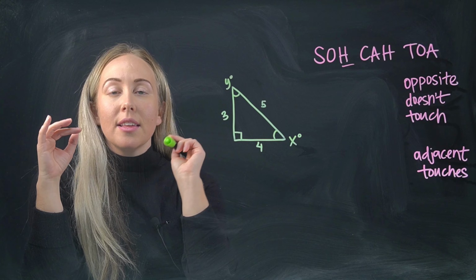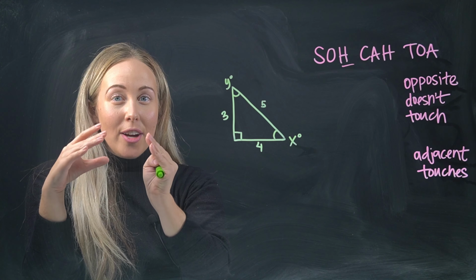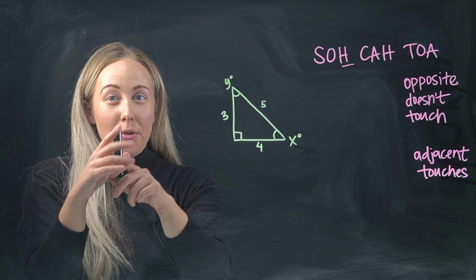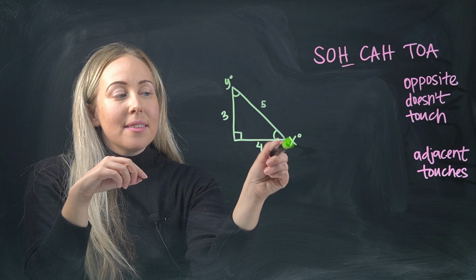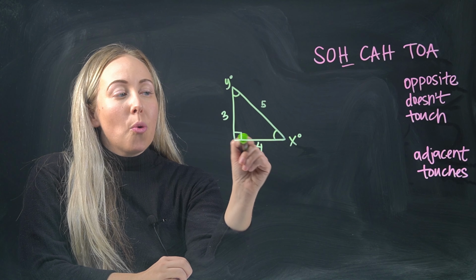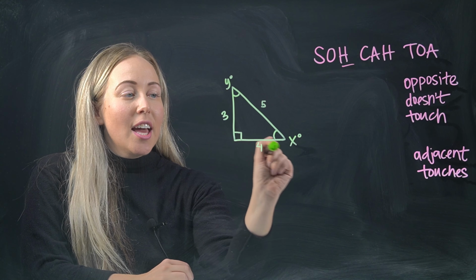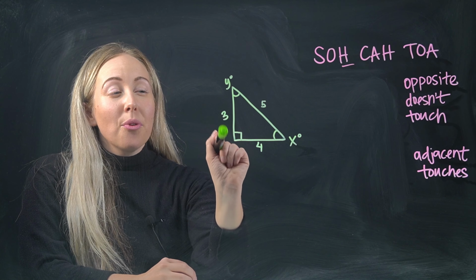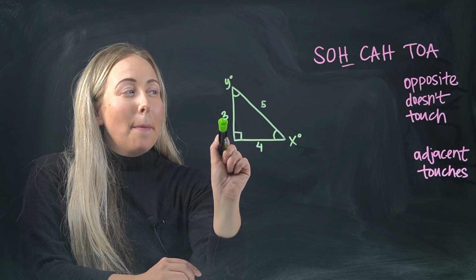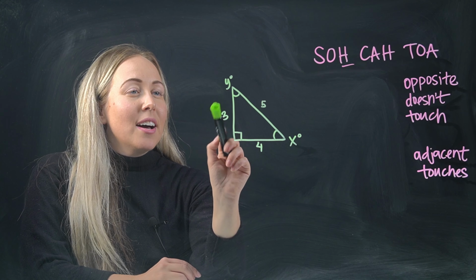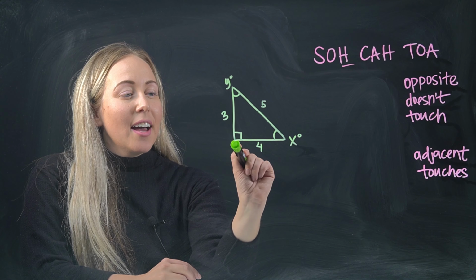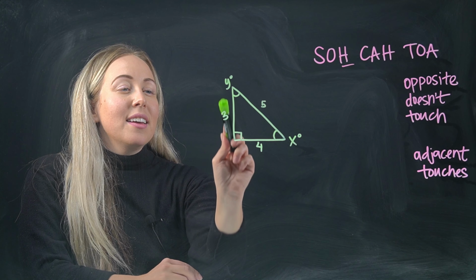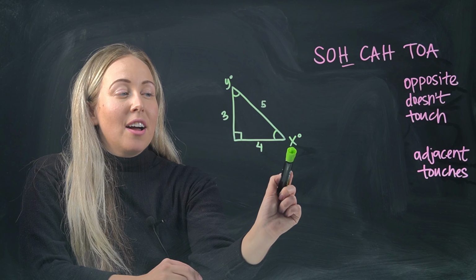For X and Y, the hypotenuse is always the hypotenuse. The hypotenuse is the largest side in a right triangle, and it's always the same no matter what angle you're looking at it from. But for X, the adjacent side is 4 because the adjacent side touches the angle. And for angle X, side 3 is the opposite side because it does not touch the angle.